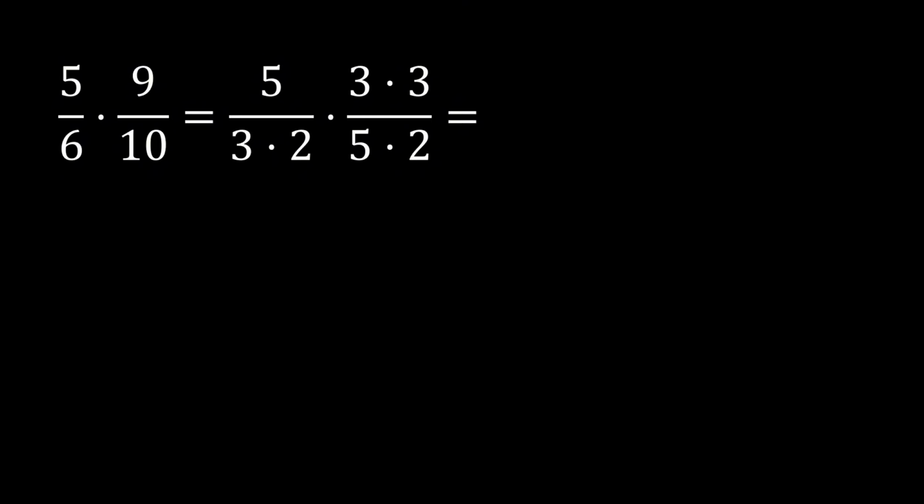We can cancel 5 and 3 and 3. Always look for common factors between numerators and denominators. We're left with 1 over 2 times 3 over 2, which is much easier to multiply. That gives us 3 over 4, which is our answer. So 5/6 times 9/10 simplifies all the way down to 3/4.